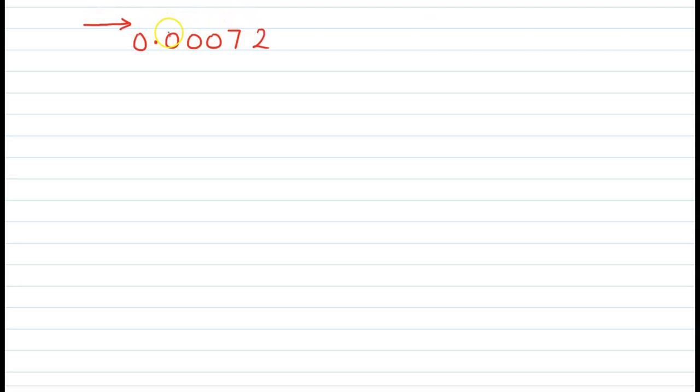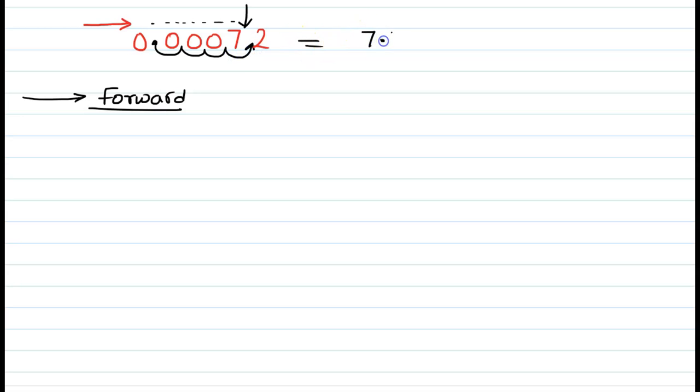So here, if you see, it is 0.00072. If you start counting from your left hand side, your first non-zero number is this, so you put an arrow here. Because this time you are moving forward, not backward. How many steps is this decimal moving? 1, 2, 3 and 4. So the decimal is coming here, so you can write down 7.2.